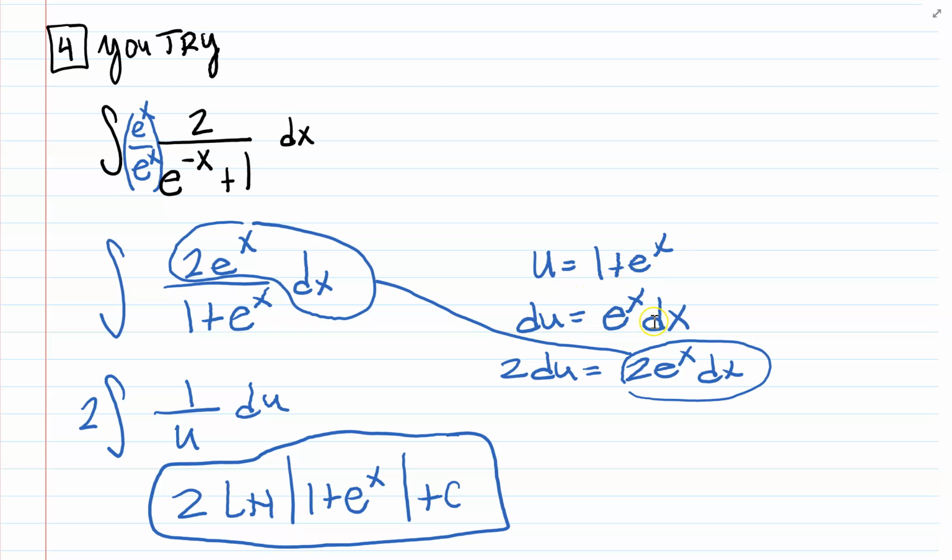Therefore, the derivative of u is e to the x dx. I have a 2 e to the x dx in my integrand. So therefore, I'm going to multiply both sides by 2. Then I just got 2 times the integral of 1 over u du. And then we all should know that that goes to 2 natural log of 1 plus e to the x plus c. Okay, we'll practice more in class, but hopefully this lays the foundation for you to get a good head start.